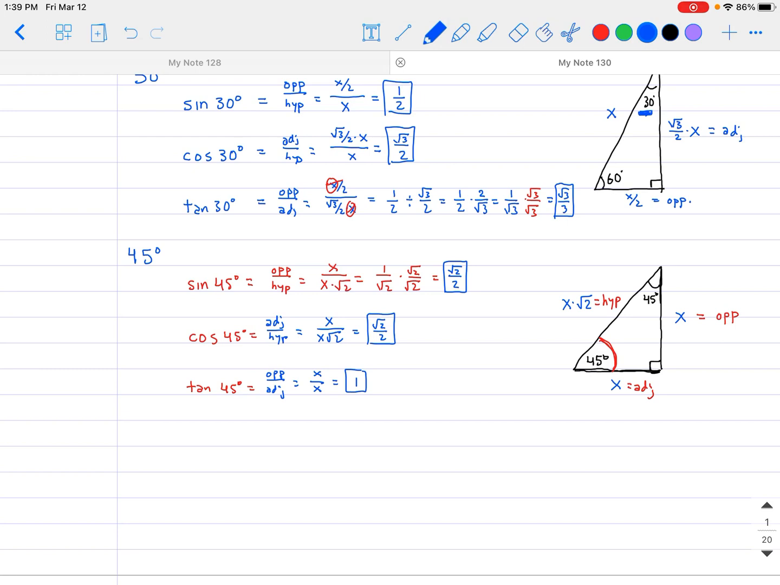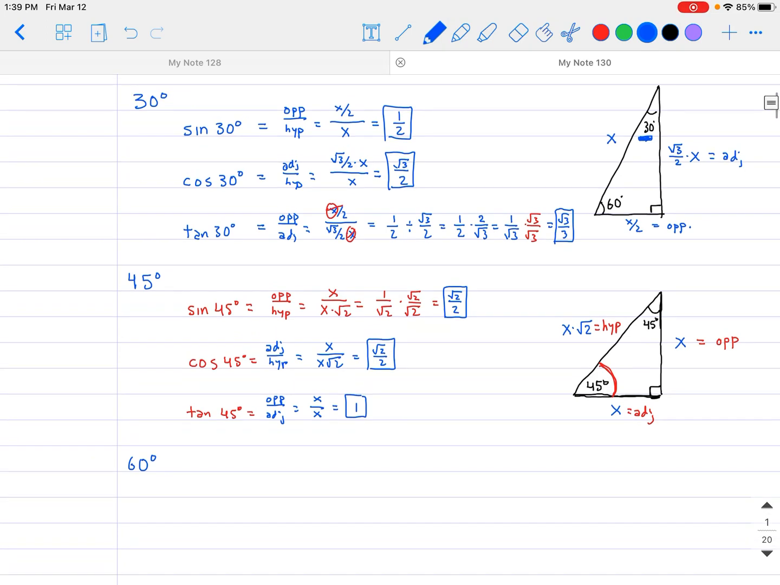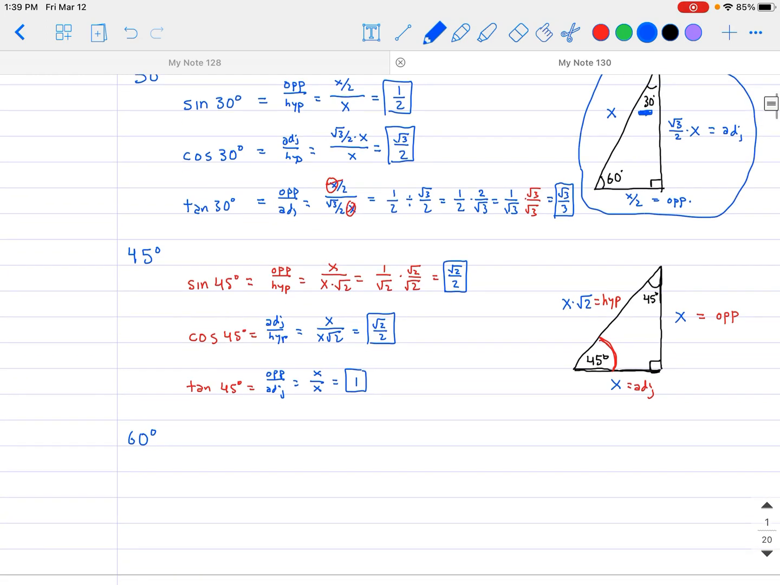Okay, and now there's also technically the 60 degrees, but you know what? We actually solved for it already. So if I want to find the sine of 60, cosine of 60, and tangent of 60, it would just be easier to reference back to this triangle, because that's where we see the 60 degrees. Just to save a little bit of time, let's go ahead and write that out.